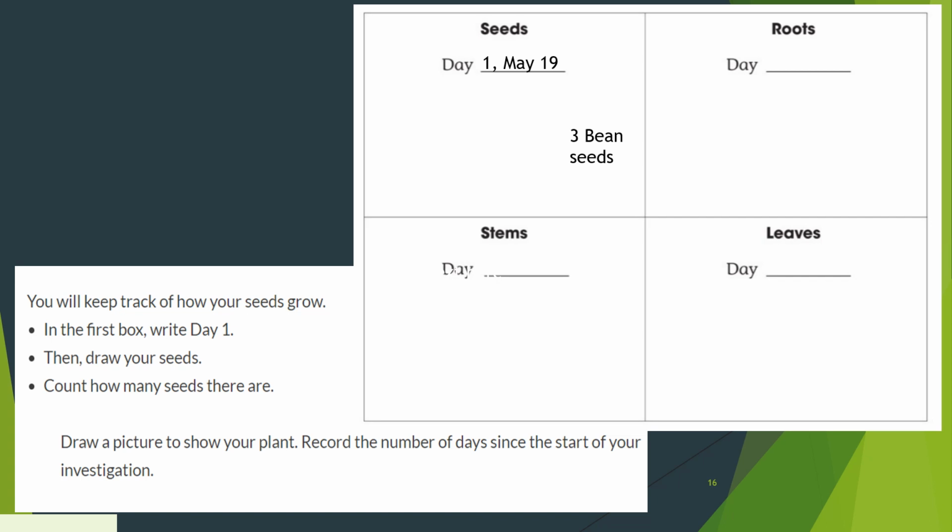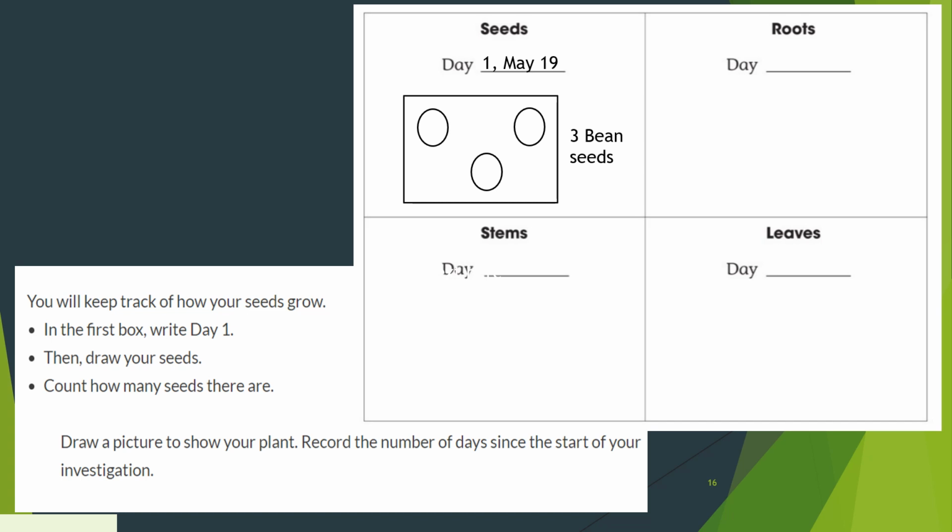We're going to draw our seeds. I'm going to start with my napkin, and then I'm going to put, I had 3 beans, so I'm going to put 1, 2, 3 beans, and that's how I place mine on my napkin. And then I'm going to write 3 bean seeds next to my picture, because good scientists always draw a nice, neat picture and label their pictures so that later they know what happened during their experiment.